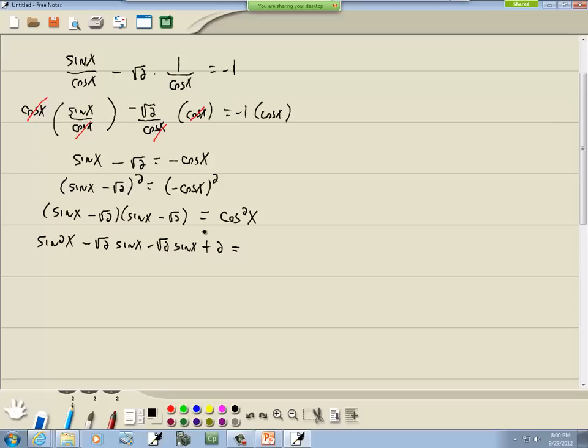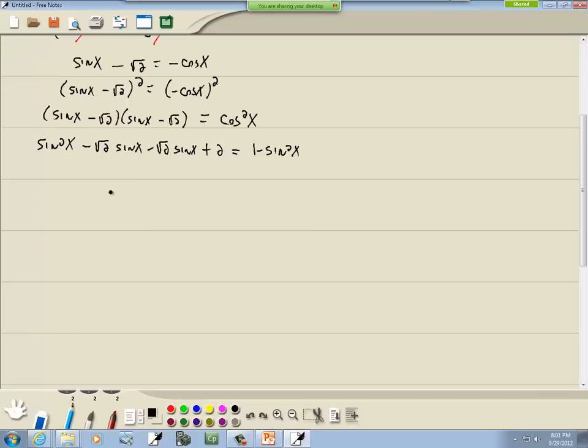And I'm going to go ahead and rewrite the cosine squared as 1 minus sine squared, because we want to get them all in the same trig function if we can. So take those over to this side, and we get sine squared plus sine squared, minus 2 square root of 2 sine x, plus 2 minus 1, which gives us 2 sine squared minus 2 square root of 2 sine plus 1.